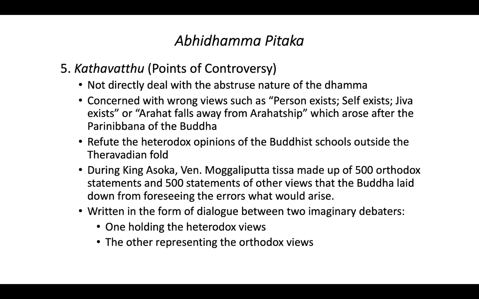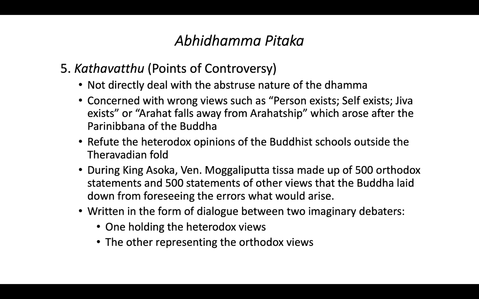About 218 years after the parinibbana of the Buddha, there were 18 sects, and these sects claimed to be followers of the Buddha's teaching. Out of these, only the Theravadas were truly orthodox, while the rest were all schismatic. The Emperor Asoka set about removing the impure elements from the order with the guidance and assistance of the elder Moggaliputta.